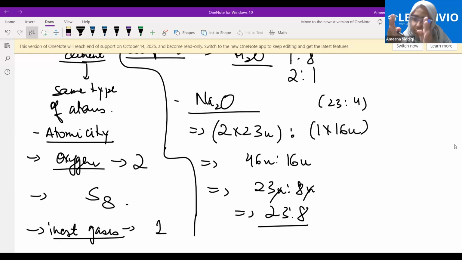So 23 parts of sodium by mass and 8 parts of oxygen by mass will give you the compound sodium oxide. What is the ratio proportion here by number of atoms of the element in one molecule? 23 is to 8. Number of atoms.